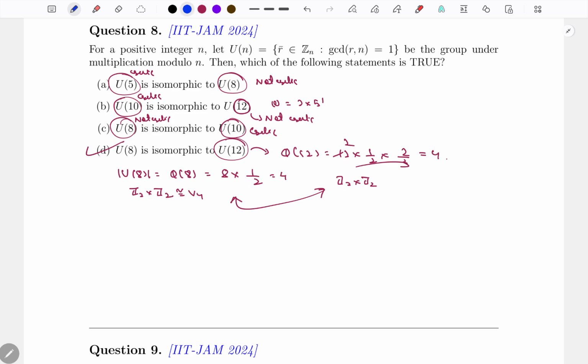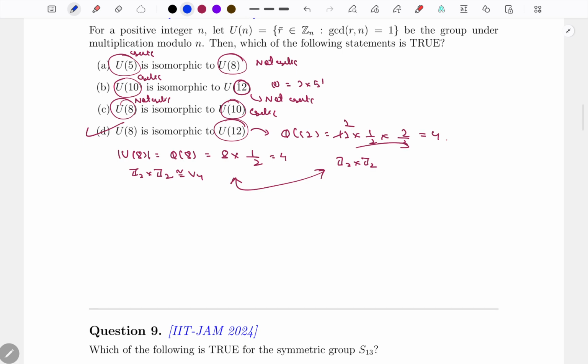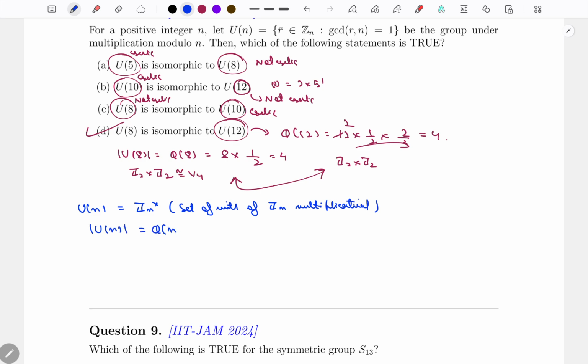See how easy these particular things have become, right? So I'm just writing it down. Un is basically the set of units of Zn multiplicatively, and the cardinality of Un is basically phi of n. The reason is that an element in Zn is a multiplicative unit if and only if it is coprime to n, and those form the collection Un.